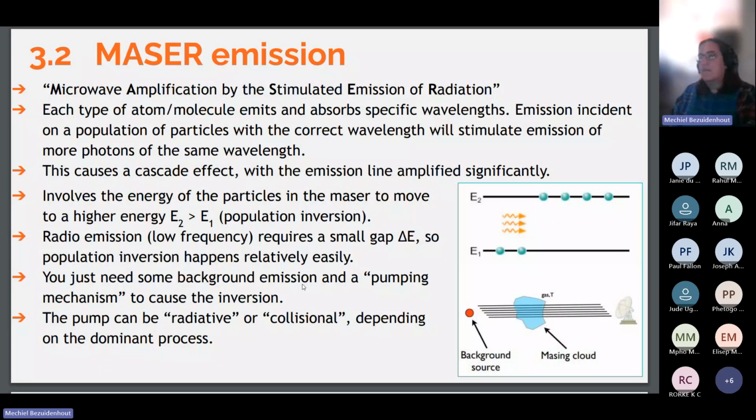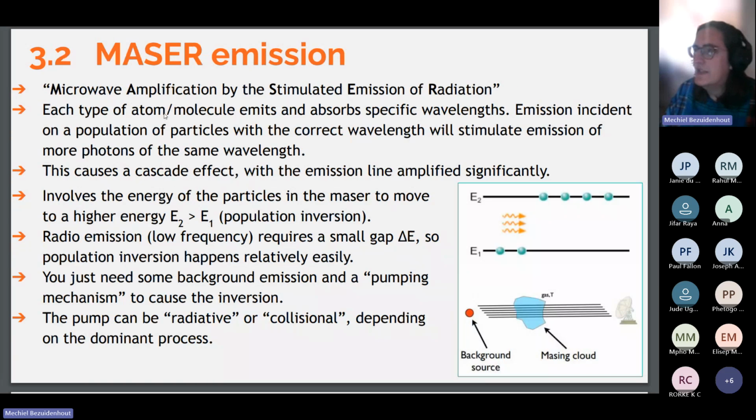And then the final emission mechanism that I want to describe is maser emission. There are a lot of people in this group who study masers for a living, and so I'm more familiar with them than I am. So allow me to just give you a very simple picture of them.